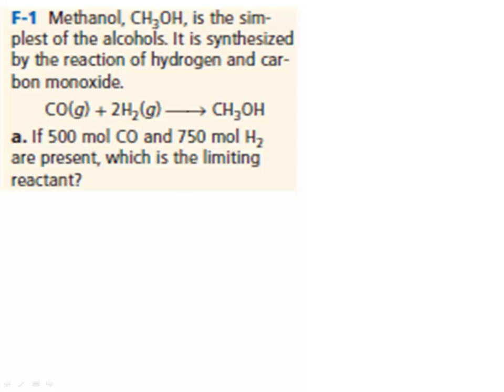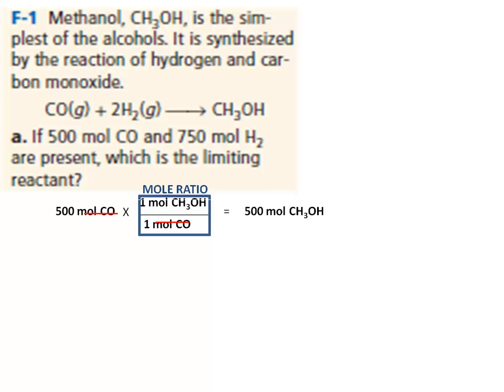The third example is still the same type. It says that 500 moles of CO and 750 moles of H2 are present, which is the limiting reactant in the problem? So we start with 500 moles of carbon monoxide because that was given. We want to do a mole ratio problem. There's only one product to choose from, so the mole ratio is 1 to 1. The moles of carbon monoxide cancel, and we're left with 500 moles of CH3OH, which is methanol.